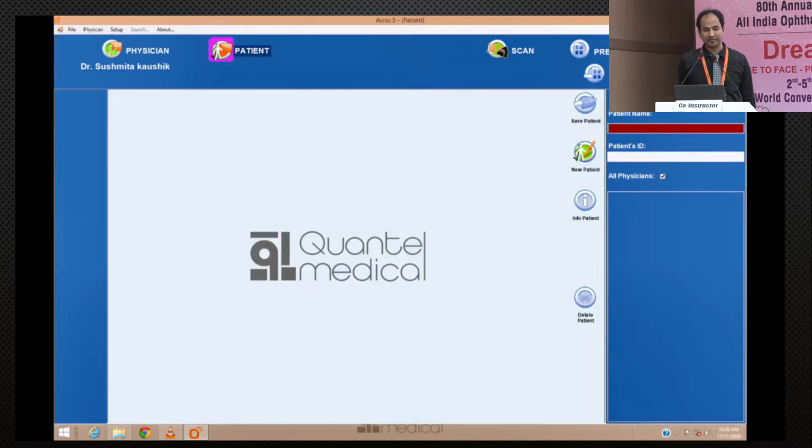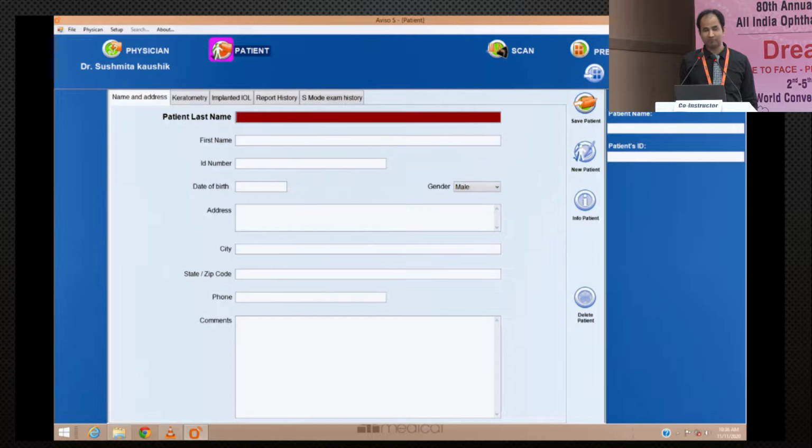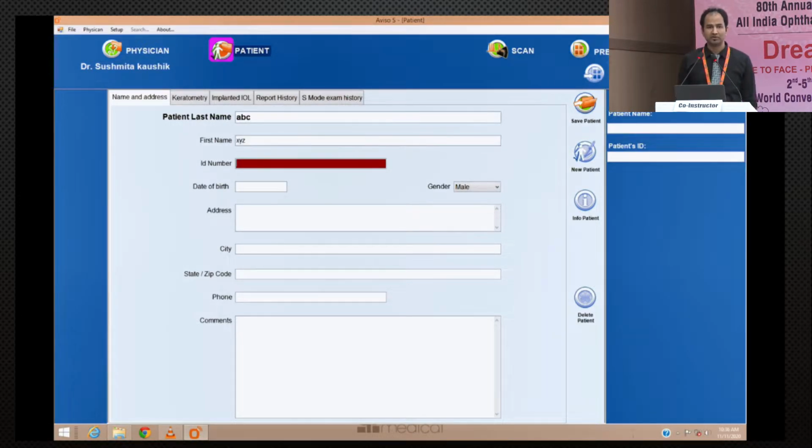So patient details are very important and they have to be saved very properly, because UBM is routinely done in children on a follow-up basis. So to study the follow-up also, we need to have the right data.